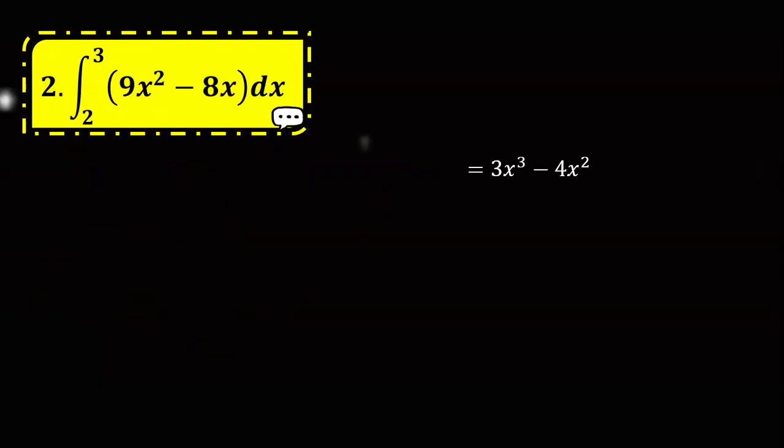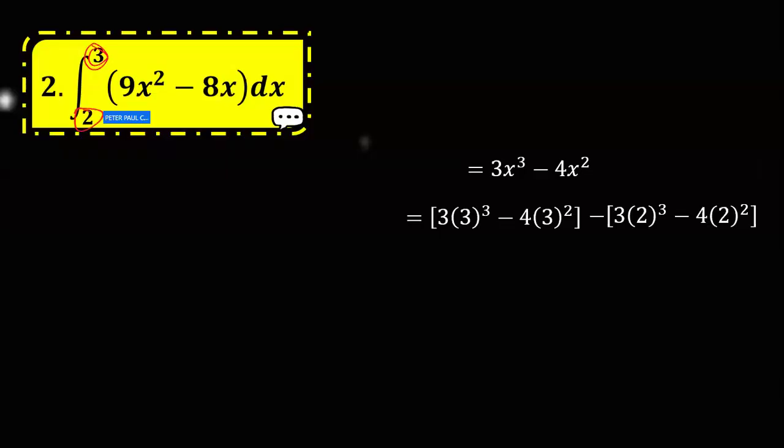All we need to have is this solution. Then for the second line, we substitute the upper value. We have 3 times 3 cubed minus 4 times 3 squared, minus the lower boundary, which is 2. Using your scientific calculator, the answer will be 45 minus 8 for the lower values, and the final answer becomes 37. So that's how easy it is.